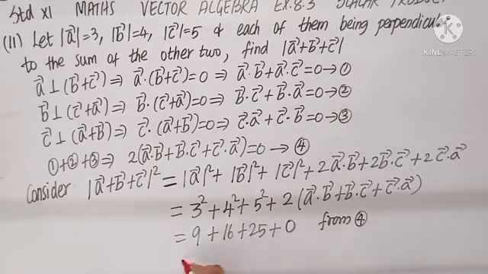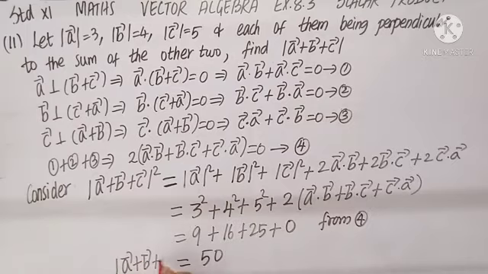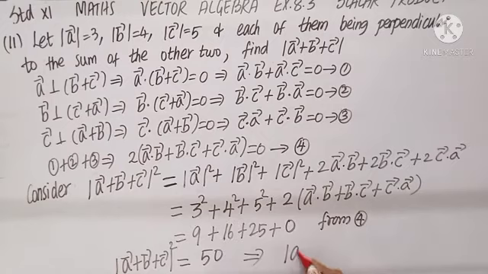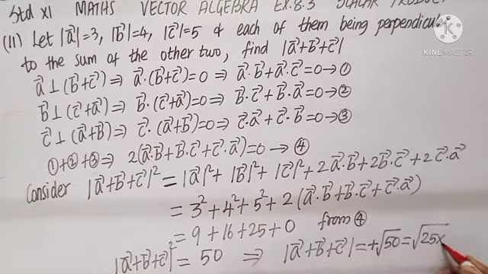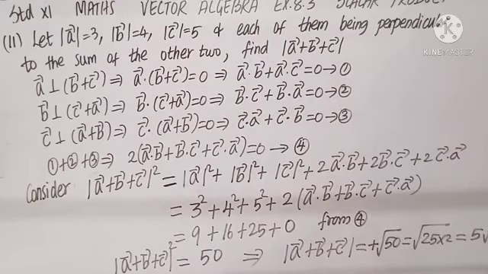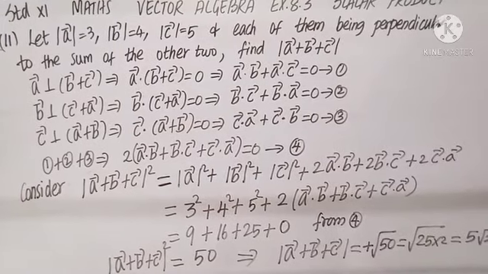As I add, I get 16 plus 9, 25 plus 25, 50. Modulus of A plus B plus C, the whole square is 50. Therefore, modulus of A plus B plus C is, because it is modulus, positive square root of 50, which can be written as 25 into 2 or it is 5 into root 2 and hence the problem is done.